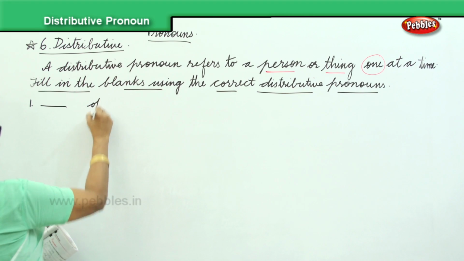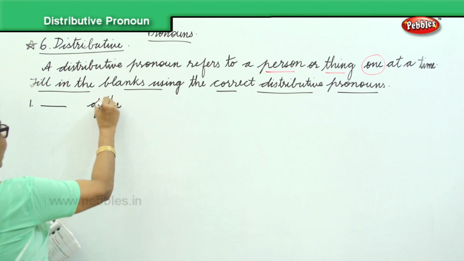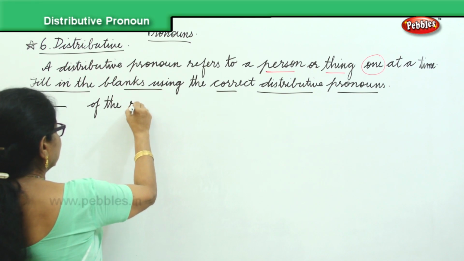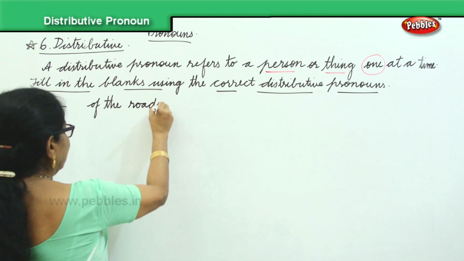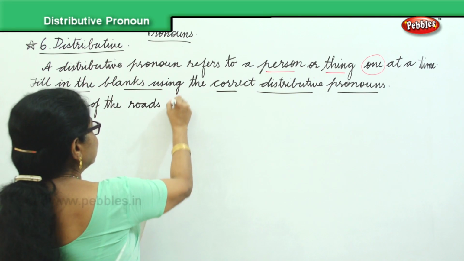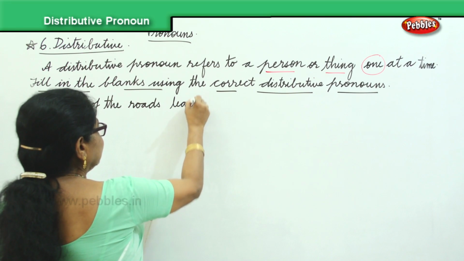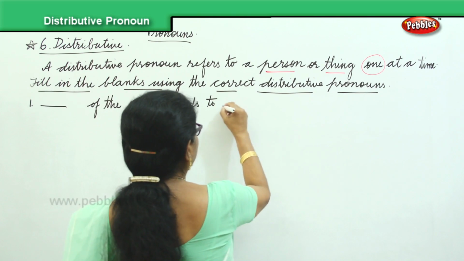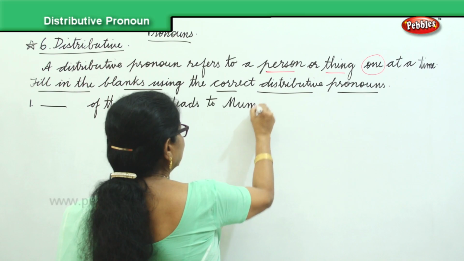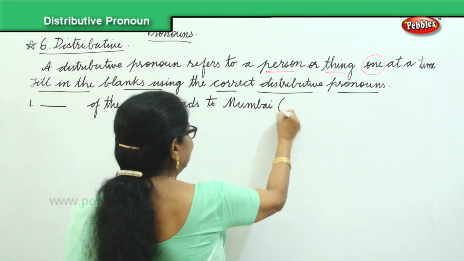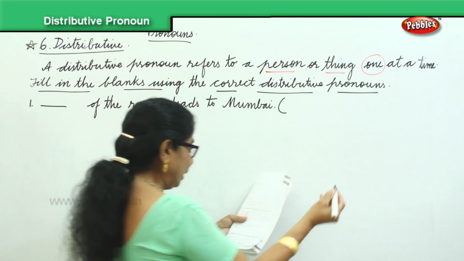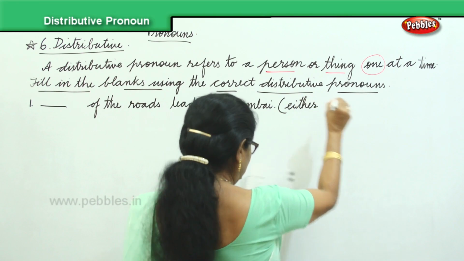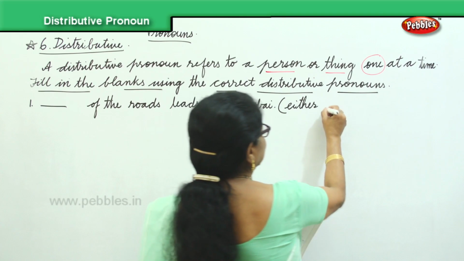Dash of the roads leads to Mumbai. And then I have 3 words here. Either, I have 2 words, either, neither.